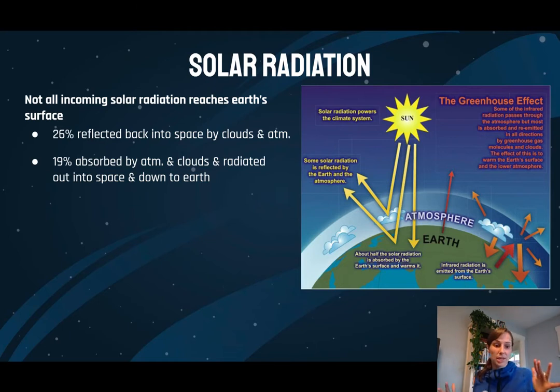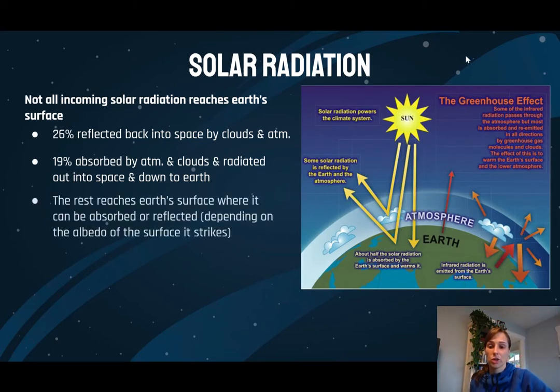Now, some of this that's radiated off, which you can see in the picture here on the right with the orange, some of it just goes right back into space, like the other stuff that had been reflected. But some of it, after it comes in and then radiates all over the place, ends up going down to Earth's surface. So the rest of the stuff that does end up going through is what actually reaches Earth's surface, where it can either be absorbed or reflected depending on the albedo of the surface that it strikes.